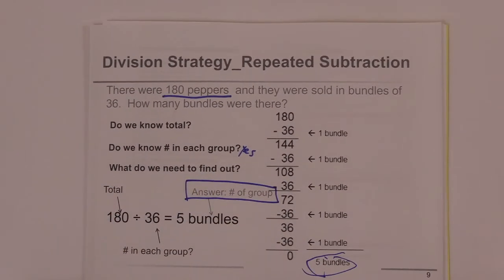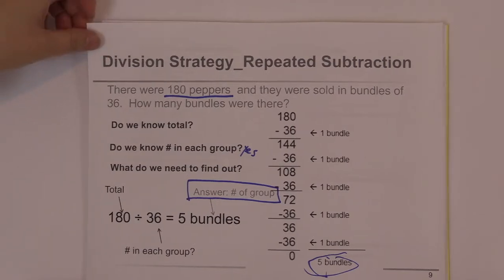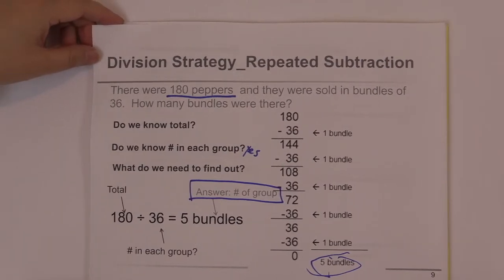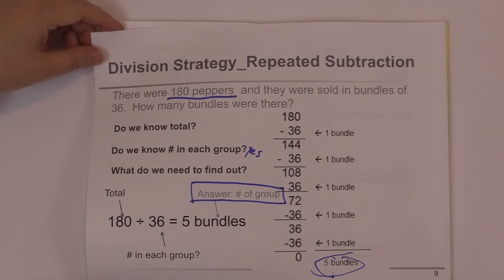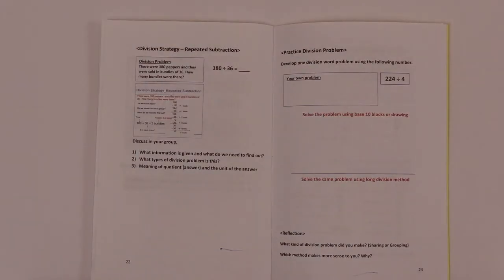So what kind of problem is this? This is measurement division, or grouping division, because we know the number in each group, and we are trying to find how many groups of 36 are in my total, 180. Okay, and then I want you to think about the problem on page 23, 224 divided by 4.